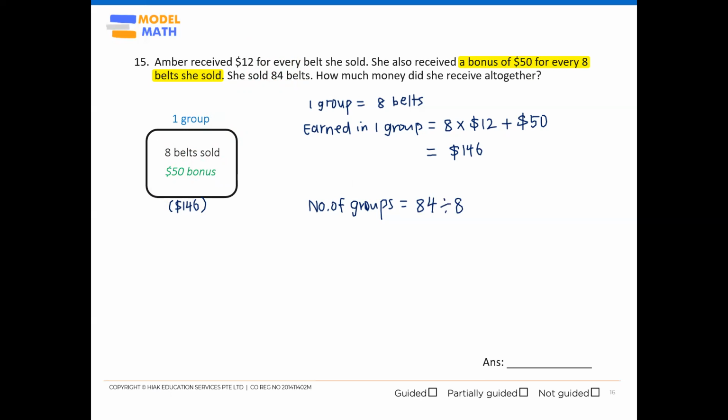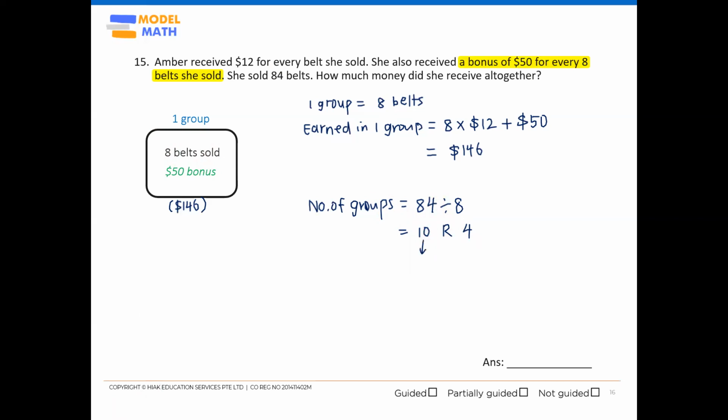Now, definitely this will give me a remainder for sure. If you do your long division, you will realize that this will be 10 remainder 4. Now, how to get remainder 4? For those who didn't do long division, you must understand 10 is groups, correct? In 10 groups, there will be 80 belts because 10 times 8. So then there will be a remainder of 4 belts because 84 minus 80. That's how I get a remainder 4. So 10 will be 10 groups.